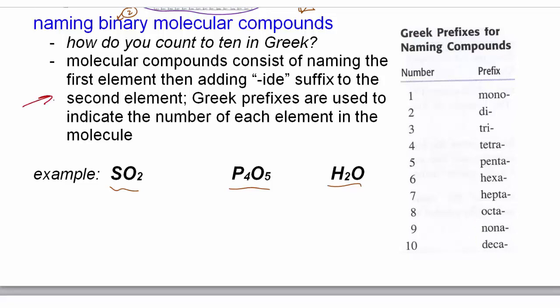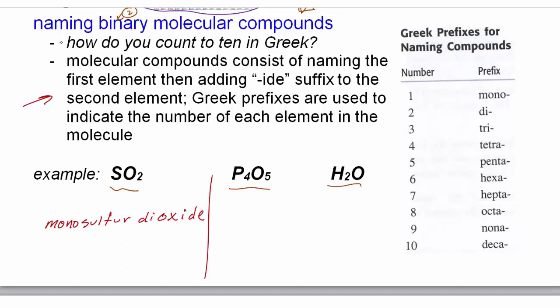So how do we name them? Molecular compounds consist of naming the first element, then adding -ide to the second element. Greek prefixes are used to indicate the number of each element in the molecule. So we have how many sulfurs? 1. So mono, sulfur. How many oxygens? 2. So di. And then don't write oxygen, write oxide.